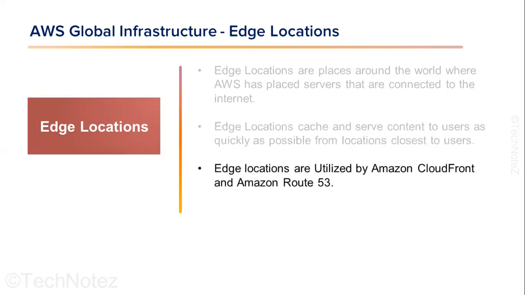These edge locations are distributed around the world and are used by services such as Amazon CloudFront or Route 53 to deliver the content with low latency and high performance. And if you are not aware of CloudFront and Route 53, don't worry, we will talk about these in the next module. By placing servers in edge locations, AWS is able to provide a faster and more reliable experience to users around the world. Edge locations are especially beneficial for users located far away from the main location, which can help to improve the performance of websites, streaming services, and other content delivery.